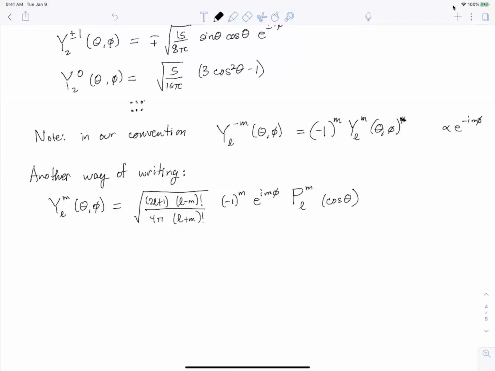Well, really, it's just a function of theta, but of course, any function of theta you can write as a function of cosine theta. And these things are known as associated Legendre functions. Many books call them associated Legendre polynomials, which I'm going to put in quotes because they're not polynomials.